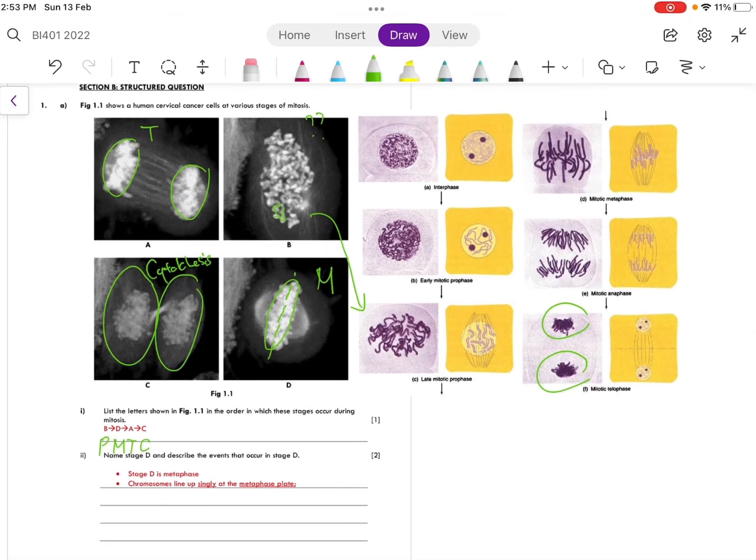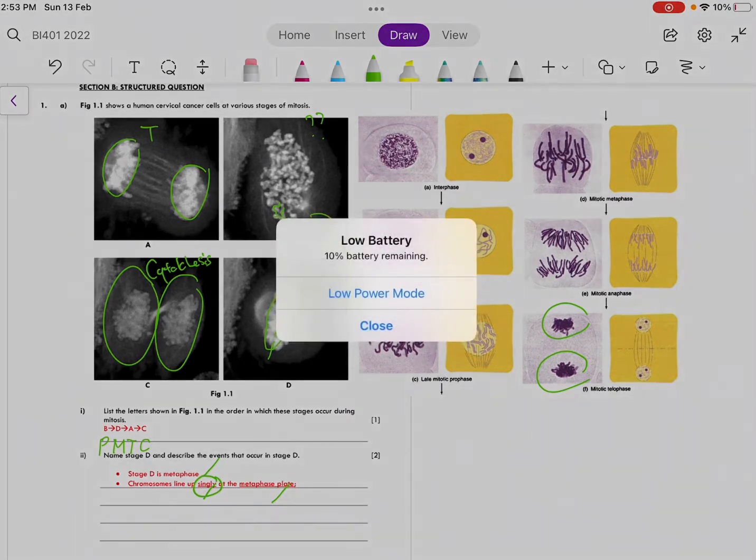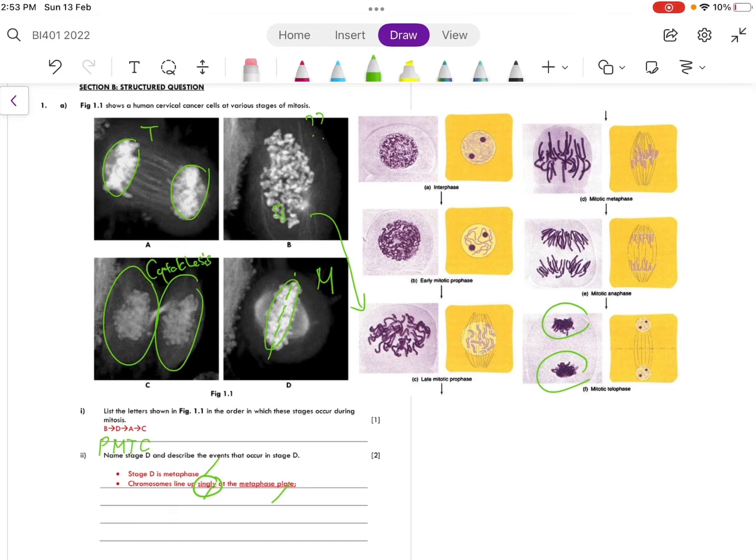What is D? D is metaphase. And how do I know? Because the chromosomes line up singly at the metaphase plate. Please take note of the word singly, because it will help you differentiate the metaphase in meiosis. In meiosis, metaphase 1, you'll find that the chromosomes don't line up singly. They line up as a pair in the form of bivalents at the metaphase plate. So the word singly is important.